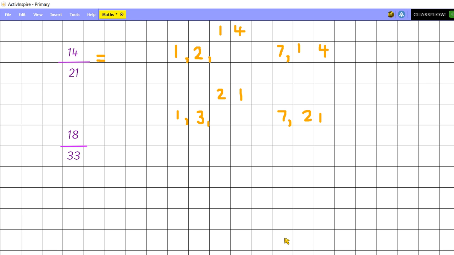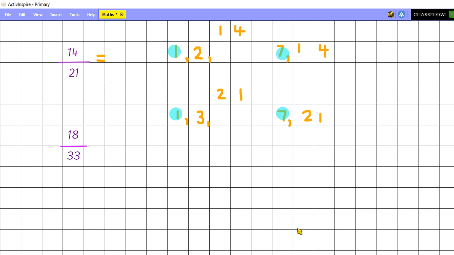Now, which one of these is a common factor of 14 and 21? Well, they've both got 1. That's got 2, that doesn't. That's got 3, that doesn't. That's got 7, and so does that. And then that's got 14, and that's got 21. So the highest common factor is 7. It has to be the highest one, okay?